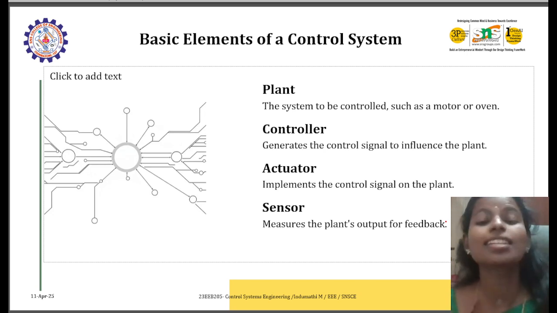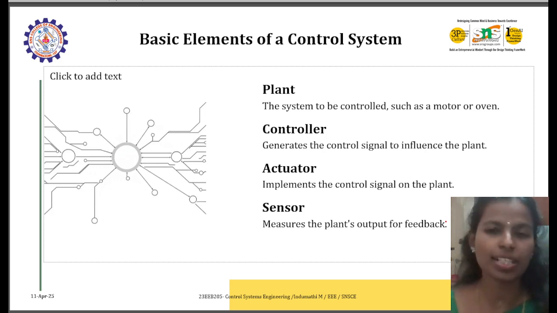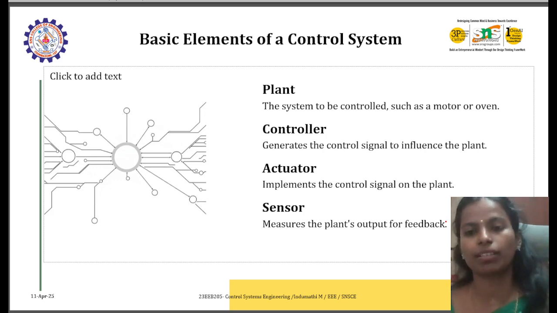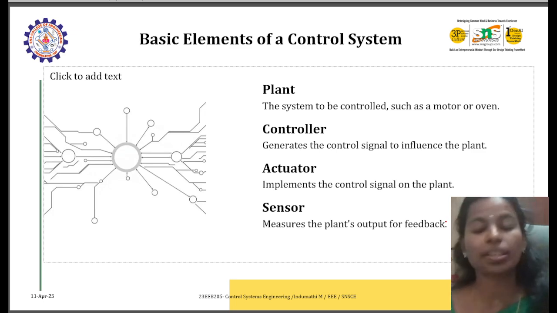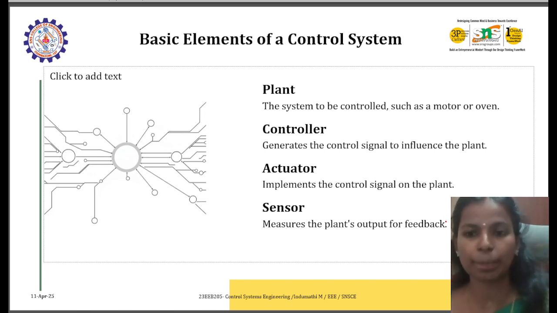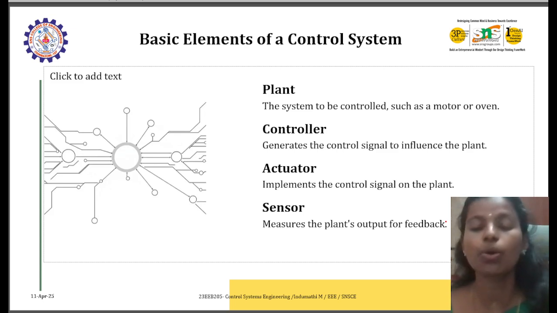The sensor plays a crucial role because we need to get the output from the environment and give it as input to the system. For example, the thermostat. We need to measure the temperature. How will you measure the temperature? We need a sensor to measure the temperature, whether it's hot or cold. For everything, you need a sensor in order to measure and predict. So it measures the plant's output.